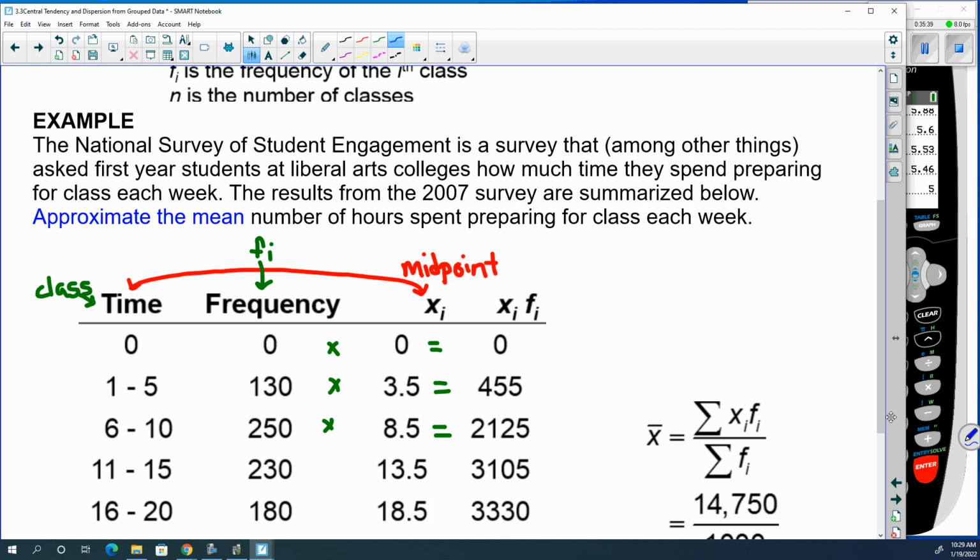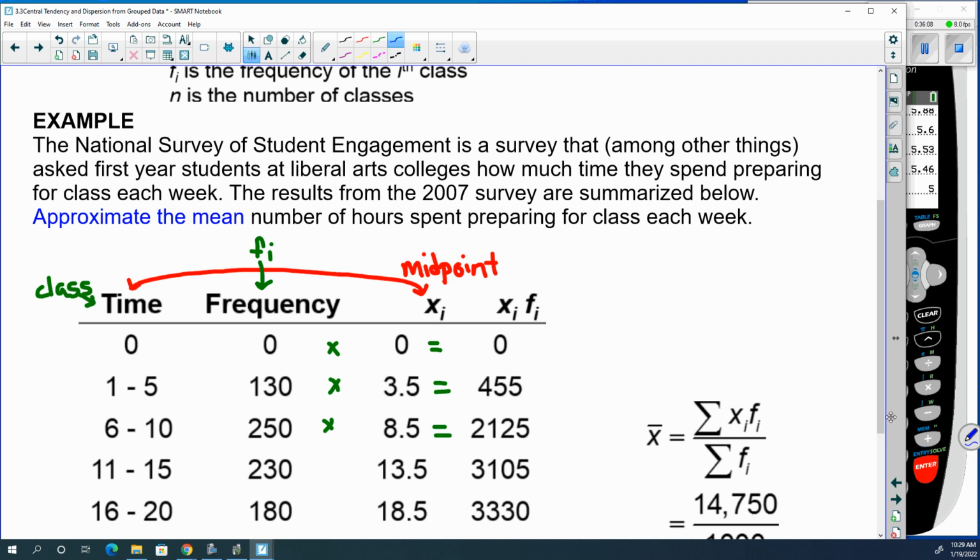This is the National Survey of Student Engagement, a survey that, among other things, asks first-year students at an art college how much time they spent preparing for class each week. The results from the 2007 survey are summarized below. Approximate the mean number of hours spent preparing for each class. So it said 0, you spent no time preparing for this class. No one said they spent no time preparing for their class.